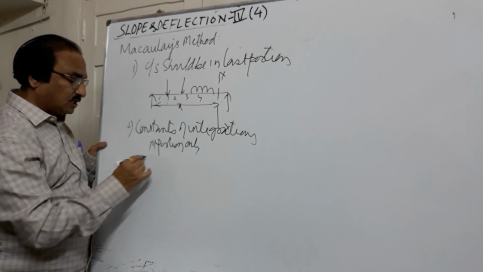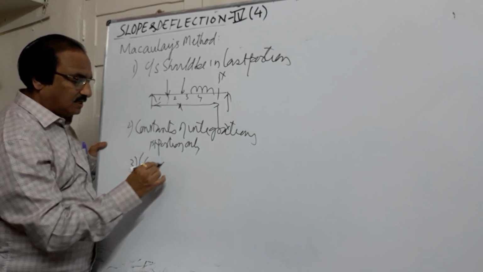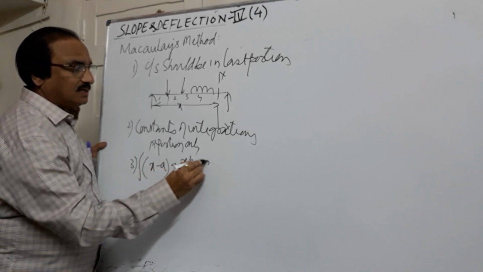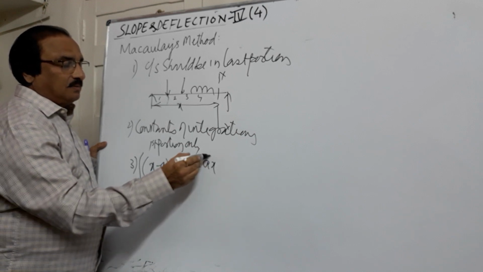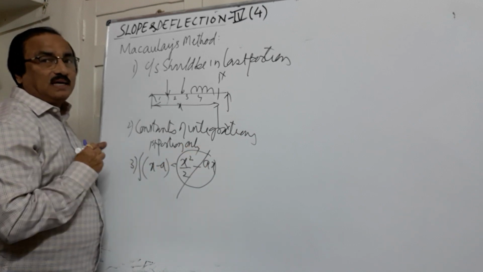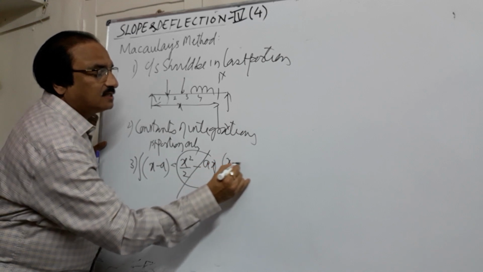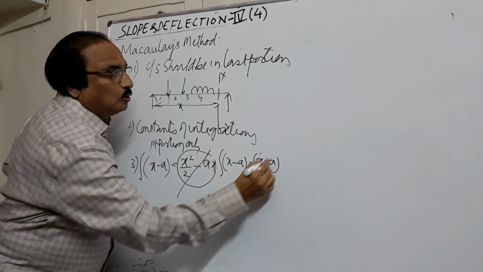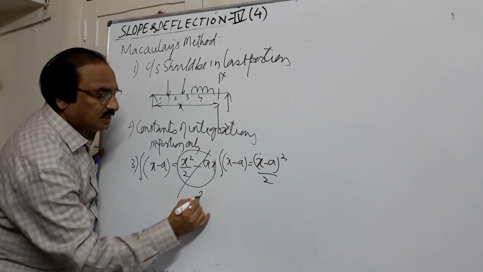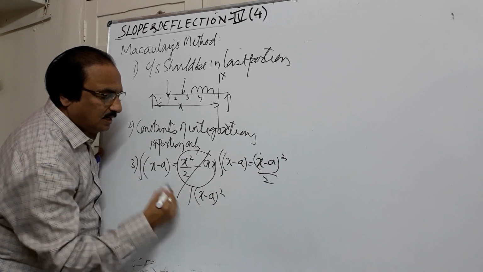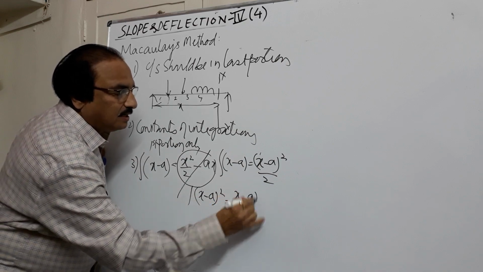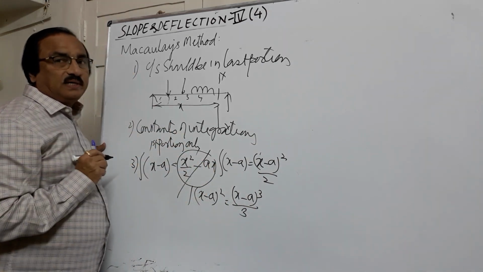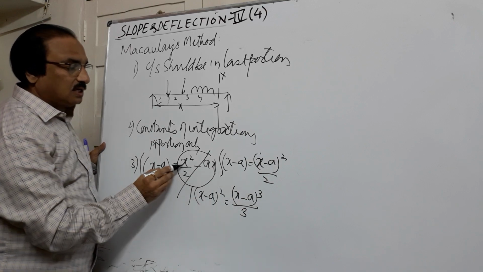And the third important condition is integration of x minus a. Usually we take x squared by 2 minus ax, but Macaulay says that the integration should not be like that. The whole thing is to be integrated. The integral of x minus a will be equal to x minus a whole squared by 2. Likewise, the integration of x minus a whole square will be equal to x minus a whole cube divided by 3. So the whole term is to be integrated and not separated like this.